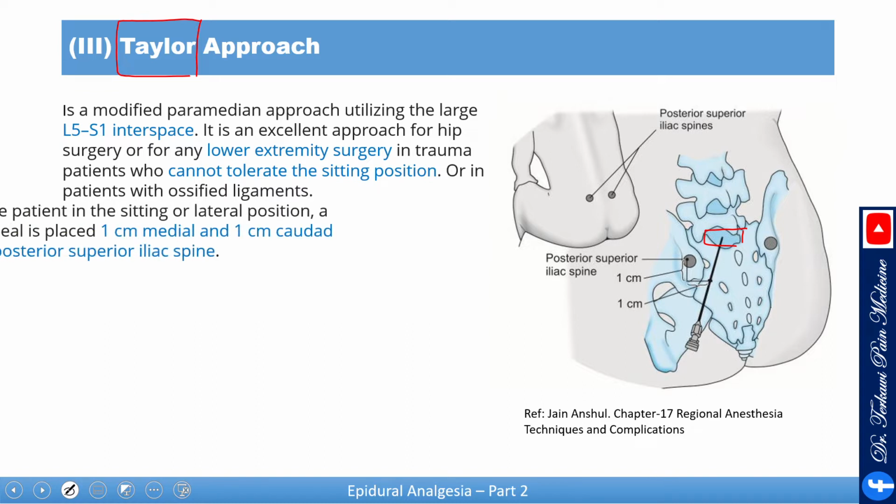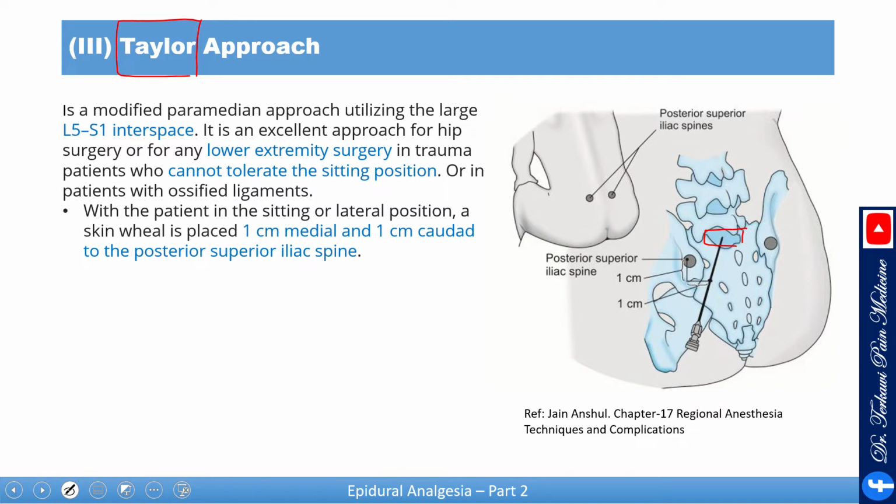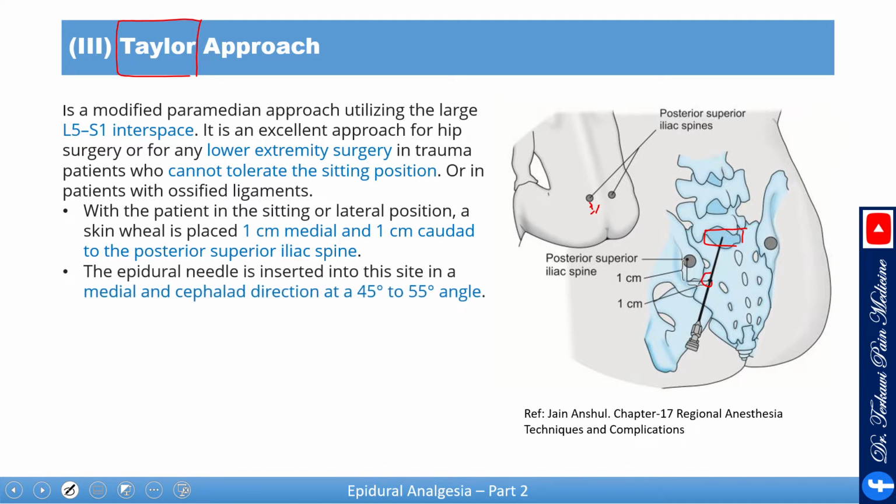So the way you do this, with the patient in the sitting or lateral position, a skin wheal is placed 1 centimeter medial and 1 centimeter caudal to the posterior superior iliac spine. So from the posterior superior iliac spine here, you go 1 centimeter down, 1 centimeter medial, and you raise the wheal here, and that's your entry point. Then the epidural needle is inserted into this site in a medial and cephalad direction at a 45 to 55 degree angle.